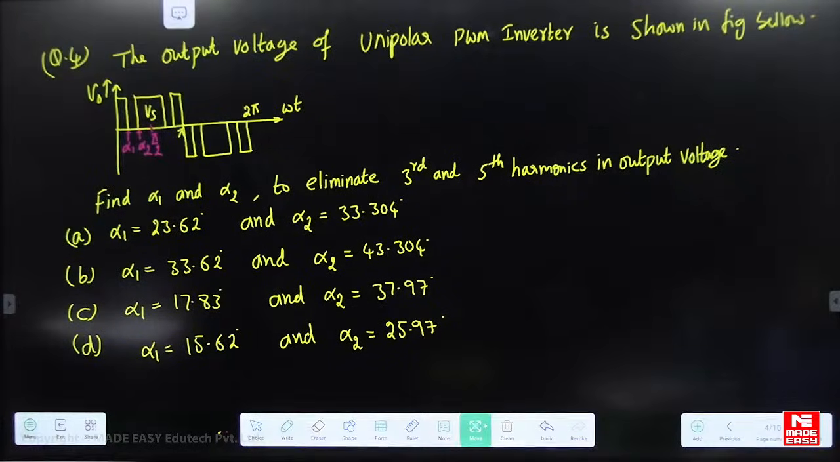give a hint to you. The waveform has half wave and quarter wave symmetry. First find the equation for the nth harmonic output voltage in terms of alpha 1 and alpha 2. Then find the third harmonic and fifth harmonic and equate them to 0. You will get two equations and two unknowns. So basically you have to solve the equations and find alpha 1 and alpha 2, but to solve the equations we have to use numerical methods. So substitute option A, option B, option C, option D. Whichever options match, that is the answer. Verify this.